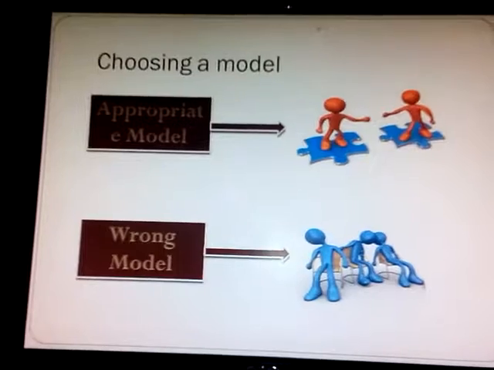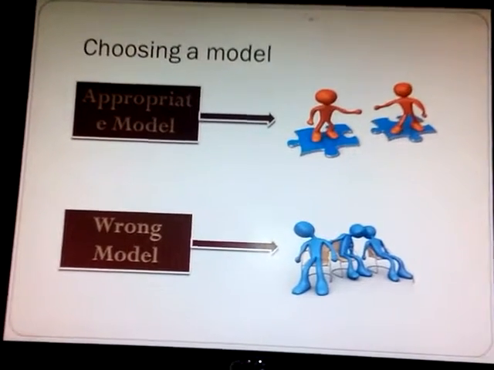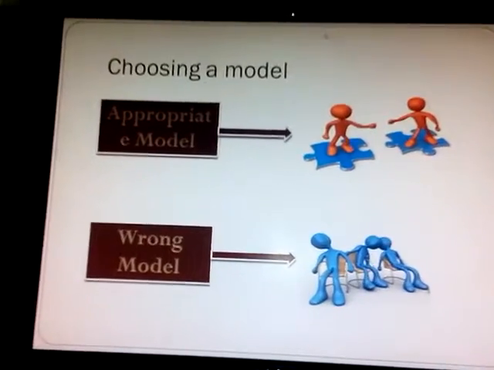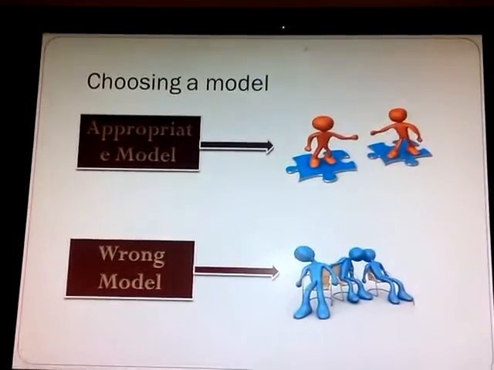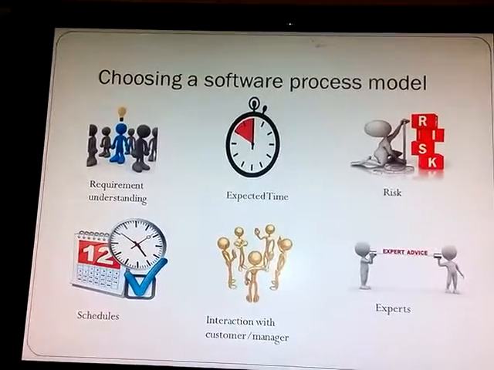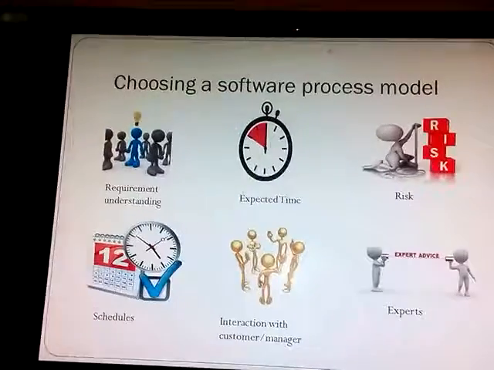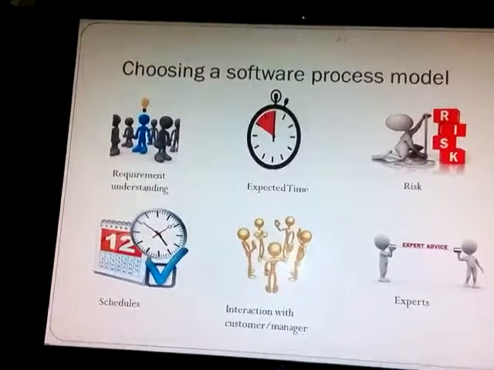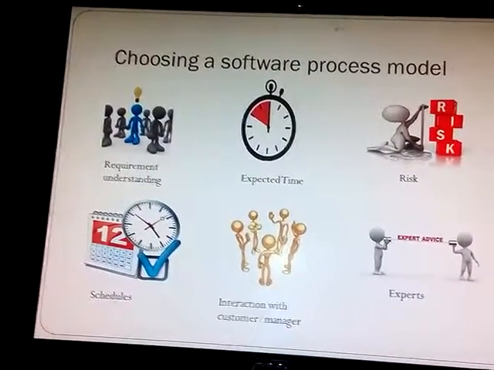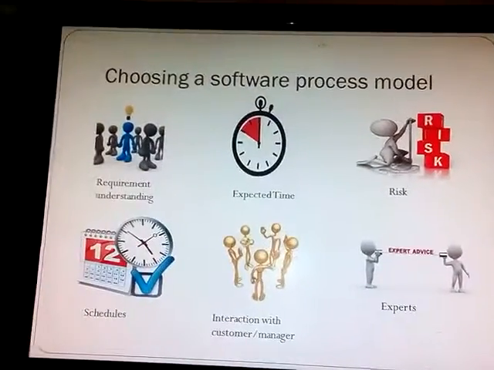So for choosing a model, we need to consider the customer needs. And while choosing a software process model, we have to focus on six factors. One is requirement understanding, expected time, risk, and schedule, interaction with the customers and managers, and we need an expert advisor.